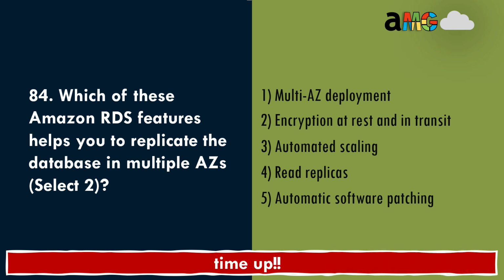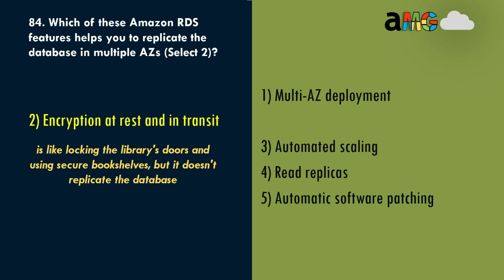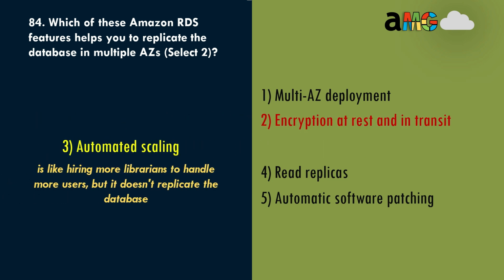Okay, your time is up. Now let us analyze the answers. Option 2, encryption at rest and in transit, is like locking the library's doors and using secure bookshelves, but it doesn't replicate the database. Okay. Option 3, automated scaling, is like hiring more librarians to handle more users, but it doesn't replicate the database.